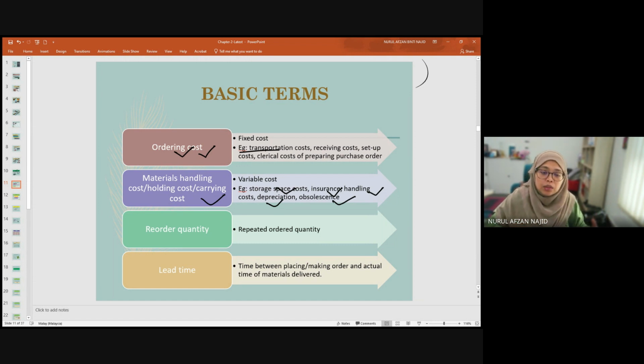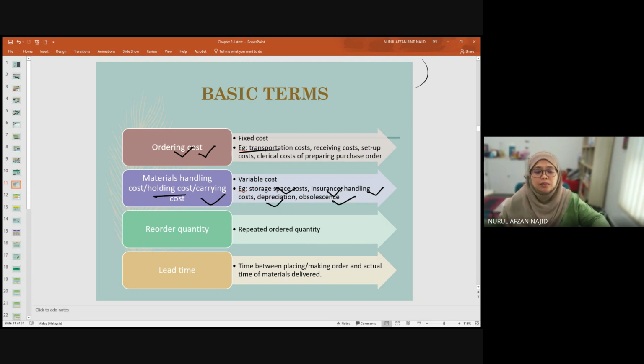So benda-benda tu kita akan bear the cost sebab kita dah menerima barang tersebut daripada supplier tadi, sebab kita dah sign penerimaan contohnya kan. So if anything happen semasa kita hold the material, contoh obsolescence tadi tu, pecah, koyak, rosak and so on, kita akan bear the cost. So that is the holding cost. Okay, holding cost. Alright, so fahamkan holding cost dan ordering cost.